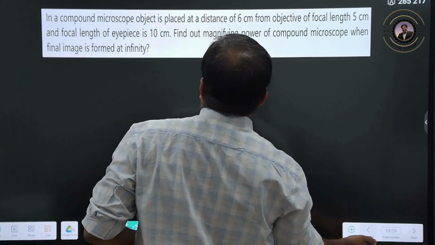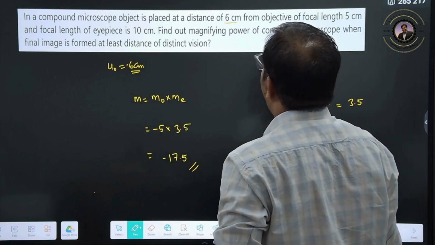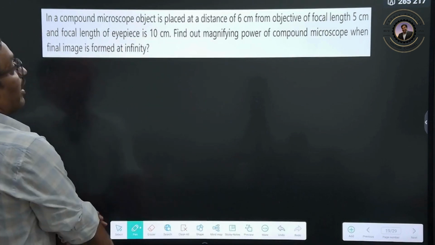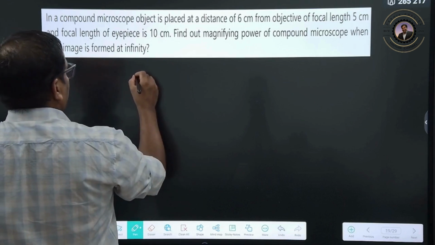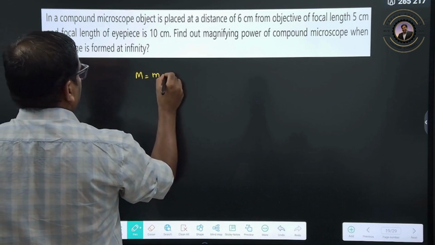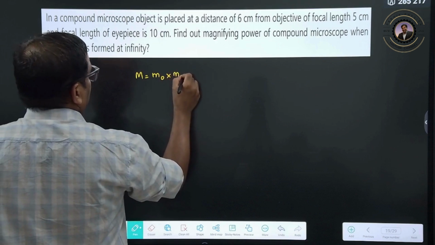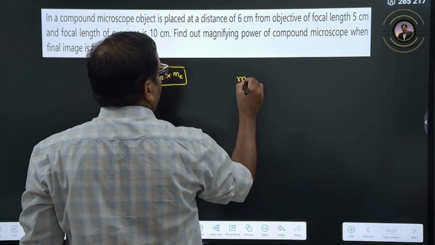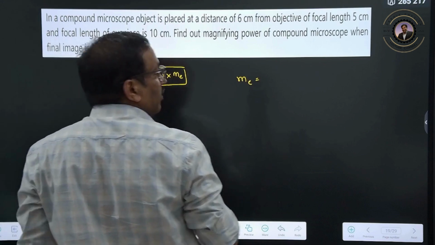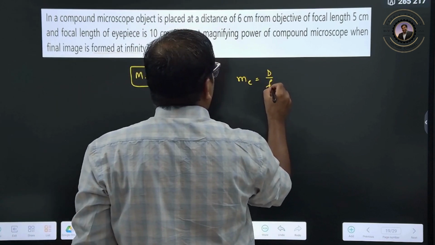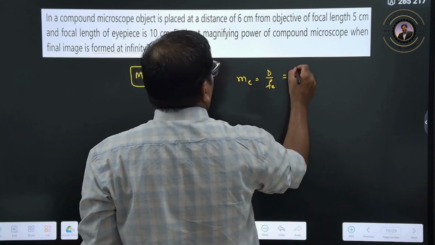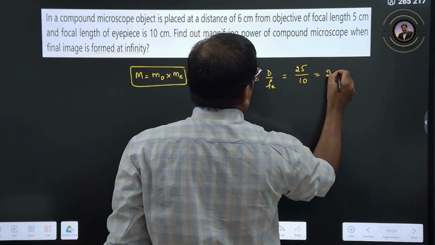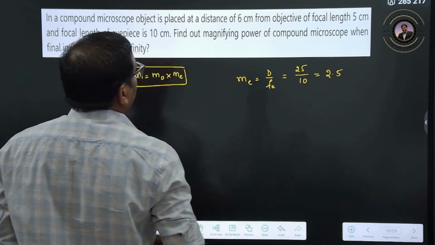I think we discussed this one. So here, find out the magnifying power. Magnifying power is nothing but the magnification due to the objective and the magnification due to the eyepiece. Since the image is formed at infinity, the eyepiece magnification is D by FE. Clear? So D is 25 by FE, and the eyepiece is 10. Therefore 2.5 will be the magnifying power due to the eyepiece.